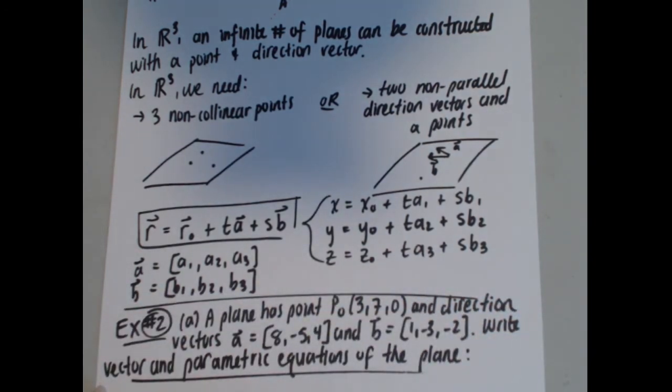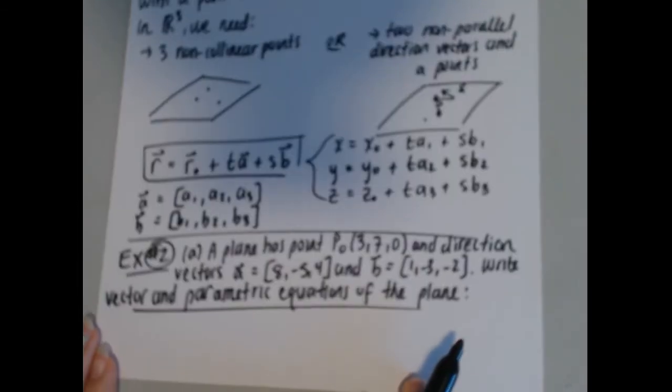All right, so we have the minimum amount of information we need to define a plane. We have a point, we have 2 direction vectors. We have to make sure that they are not parallel. And the way you do that is by seeing if they are scalar multiples of each other. Okay, so how do you get from 8 to 1? You divide by 8. -5 divided by 8 is not -3, and 4 divided by 8 is not -2. So we are good. They are not parallel.